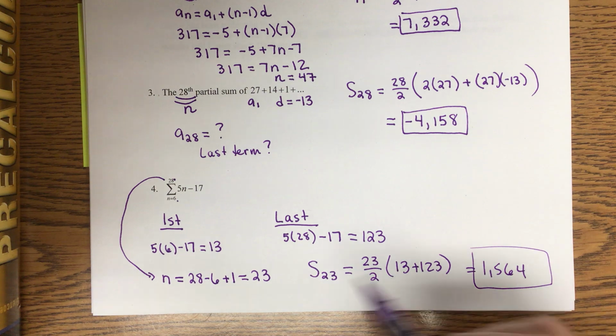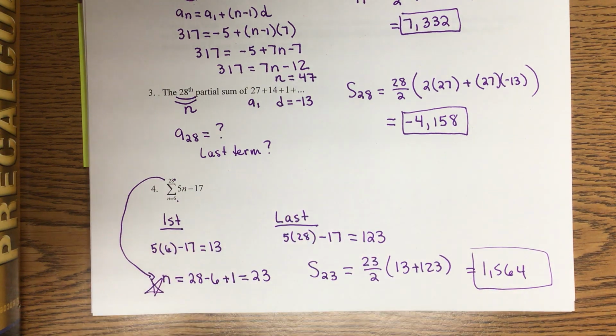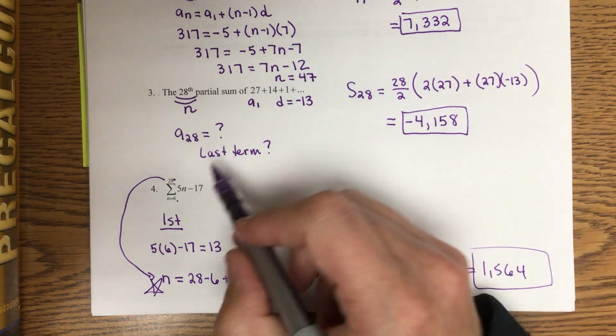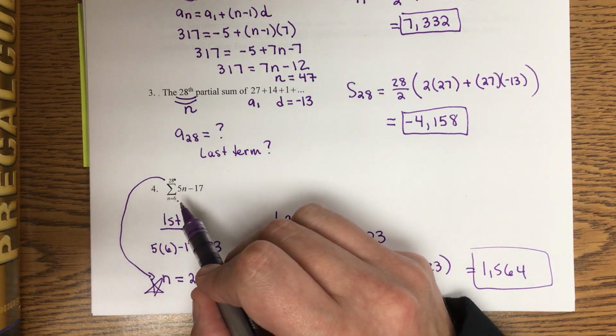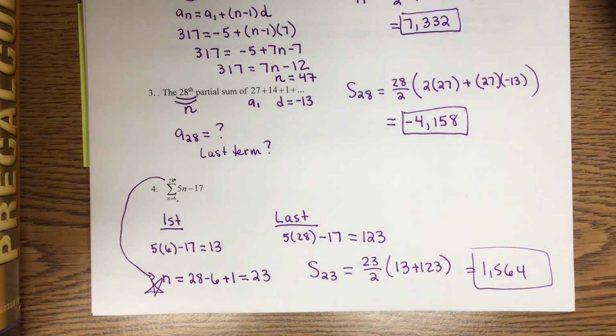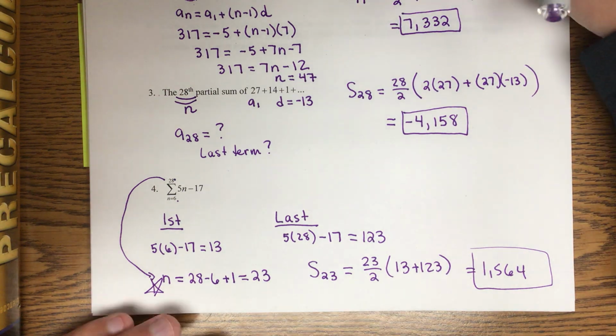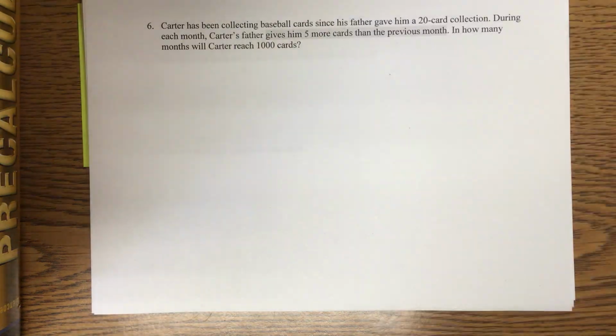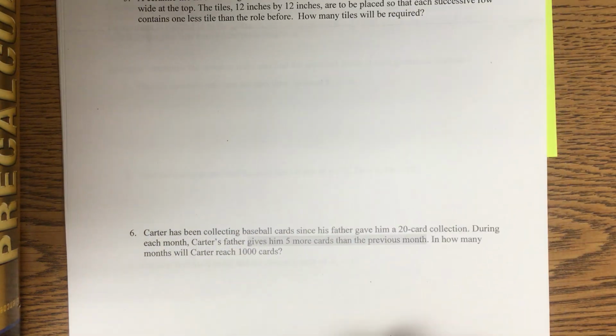1,564. The hard part is remembering this step right here. It wasn't too hard to find the first and the last term, just because I could just plug it into the explicit formula, which they did not give me previously, but finding that n value, very important. All right, to the last page here. We've got 2 word problems.